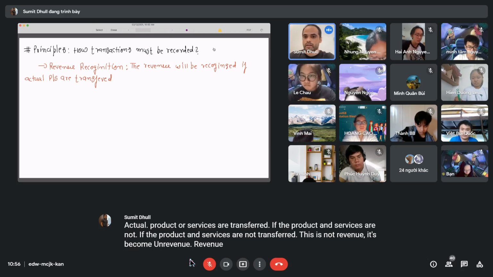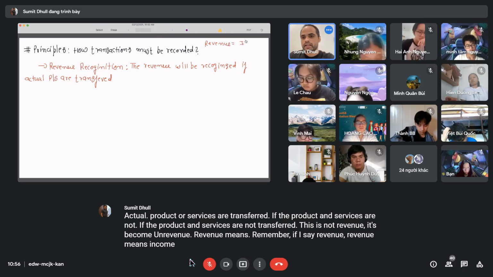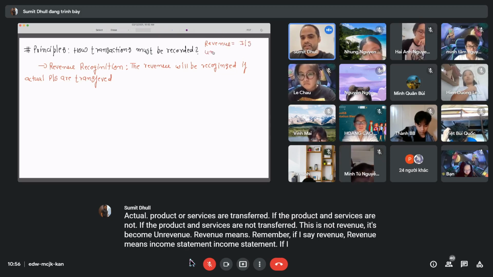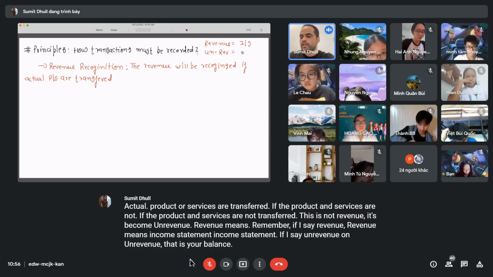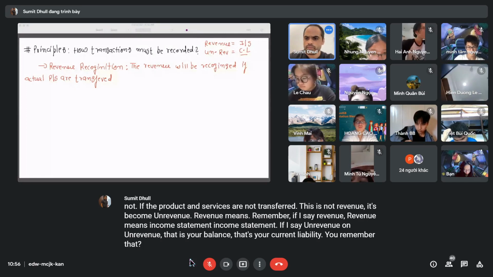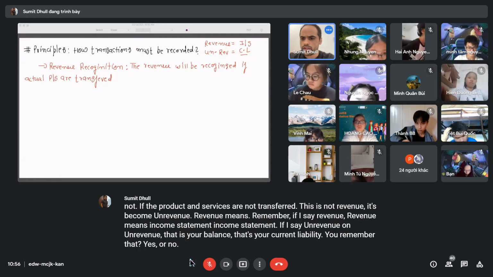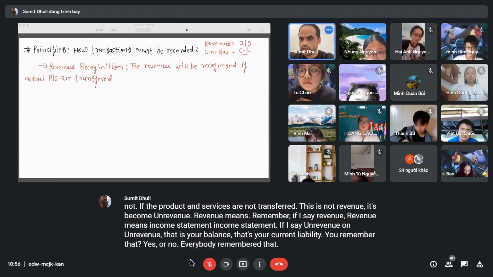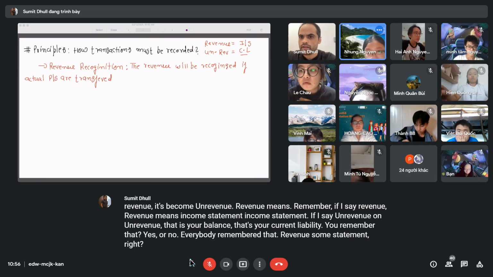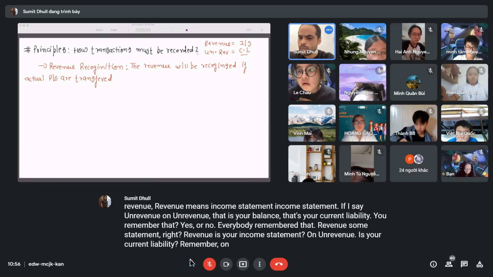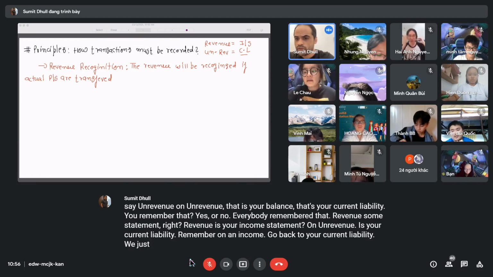Remember, revenue means income statement. Unearned revenue is your balance sheet, your current liability. Do you remember that? Everybody remember that? Revenue is your income statement. Unearned revenue is your current liability. Remember unearned income? Go back to the current liability we just did before the break. That's the meaning of revenue recognition.